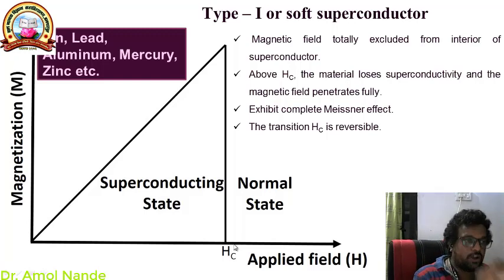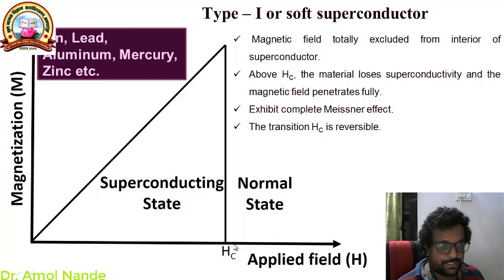So it really doesn't matter whether you start by increasing the magnetic field, or start with a higher magnetic field and decrease it; the transition occurs at the same value, and that is the critical magnetic field.